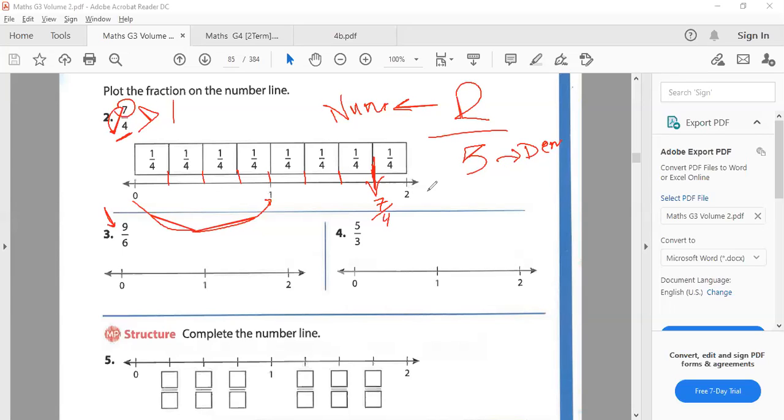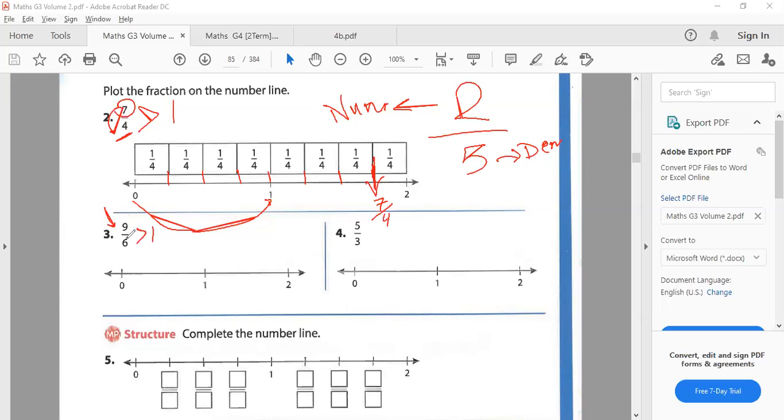Any problem now? So here we have the numerator greater than the denominator, right? 9 is greater than 6. So this fraction will be greater than 1. Numerator greater, so the fraction is greater than 1.